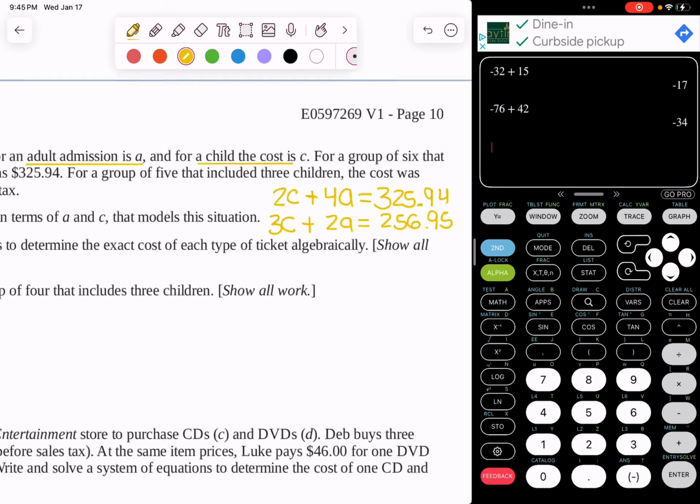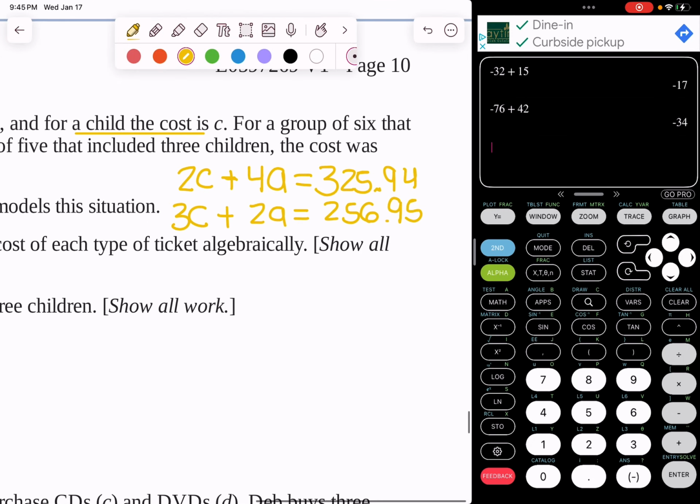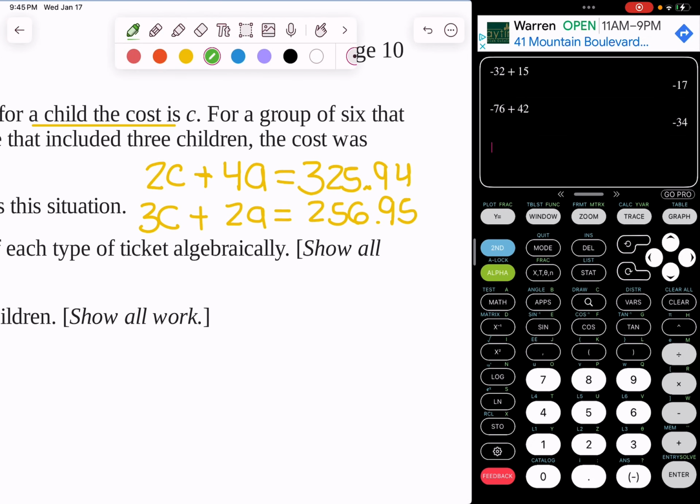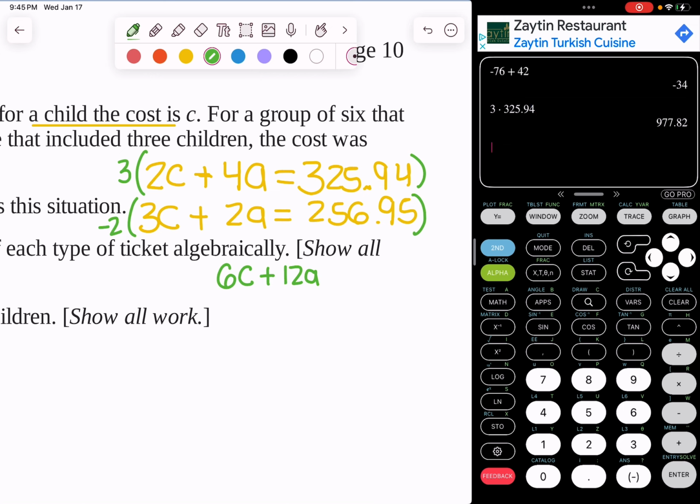All right, we just wrote our system of equations. Now we need to solve it. We don't have much space to do this, but we're going to use the space that we do have. We're going to multiply the first one by 3 and the second one by negative 2. Let's do it. 3 times 2c is 6c. 3 times 4a is 12a. And 3 times $325.94 is $977.82. Good. Then negative 2 times 3c is negative 6c. Negative 2 times 2a is negative 4a.